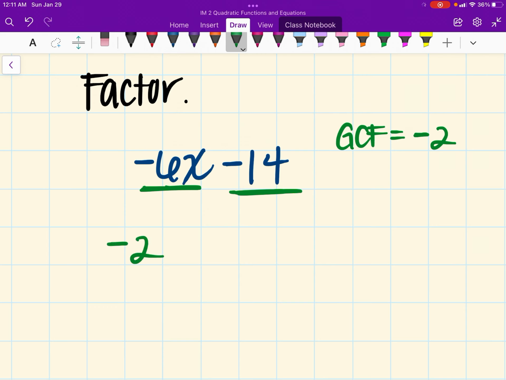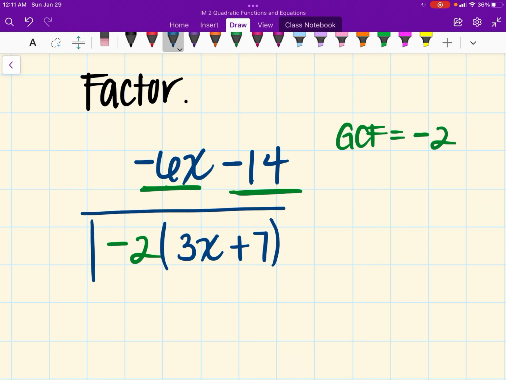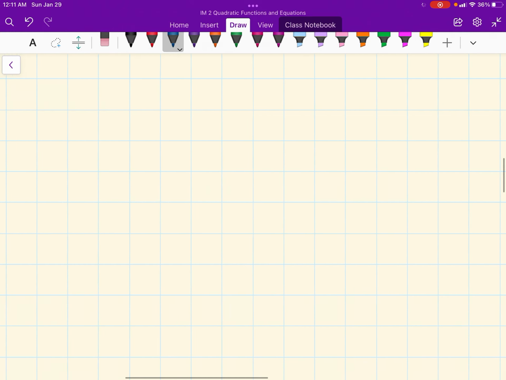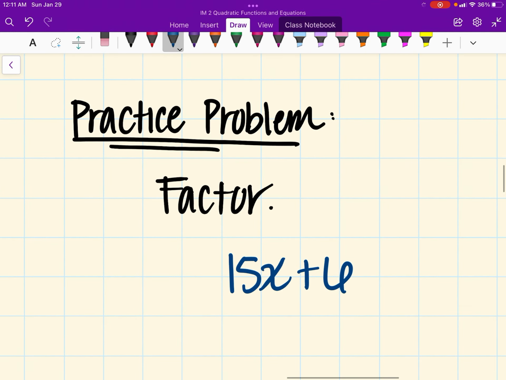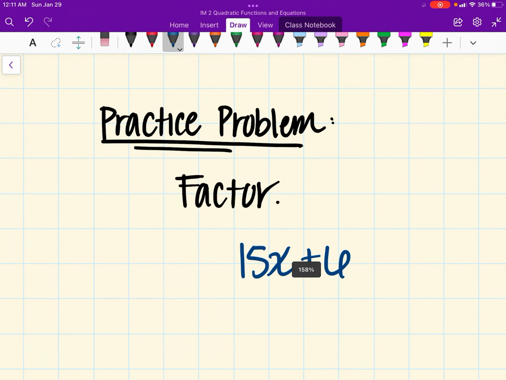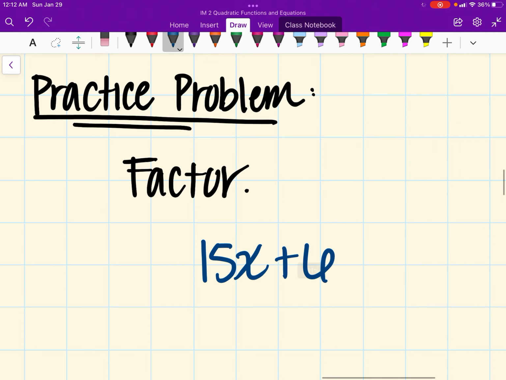So let's go ahead and factor out that negative. I have a negative 2 on the outside. And if I factor out a negative 2 from a negative 6x, I do have a 3x left. And if I factor out a negative 2 from a negative 14, I have a positive 7 left. And once again, that is a simplified form, us factoring the expression here. All right. And after this, we actually do have a practice problem. So go ahead and complete this on your own, and I will be moving on to the next example. Go ahead and complete this on your own.